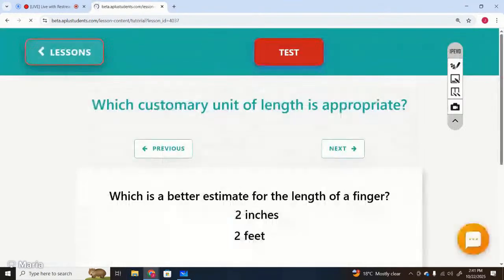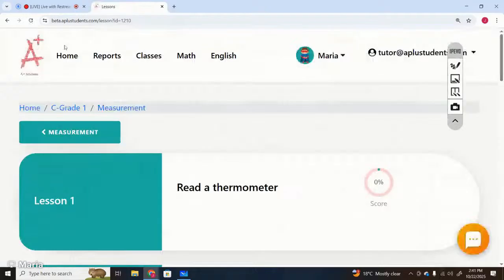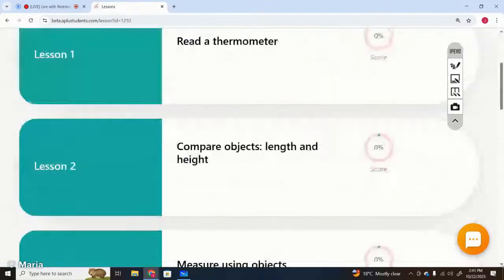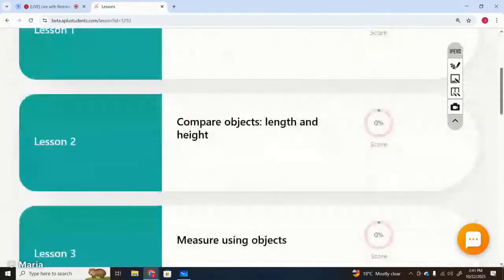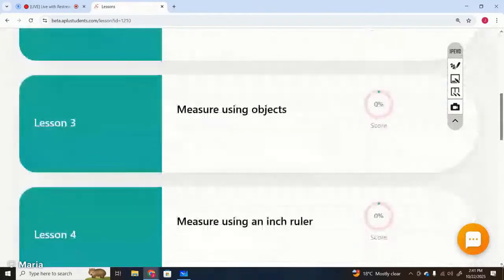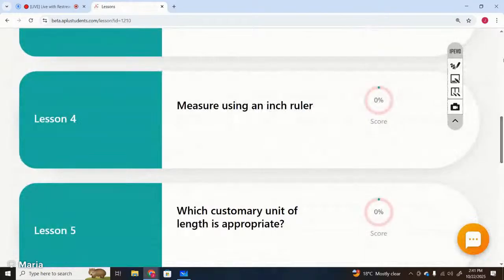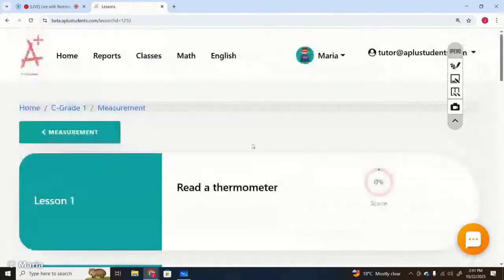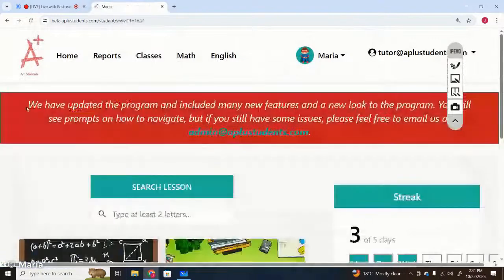So we were working on grade 1 math. The chapter we were working on is measurement. The lessons we have covered today are read a thermometer, measure objects' length and height, measure using objects, measure using an inch ruler, and which unit of length is appropriate. So please make sure before the next session you complete all the practice questions you just did. That is your homework until the next session.